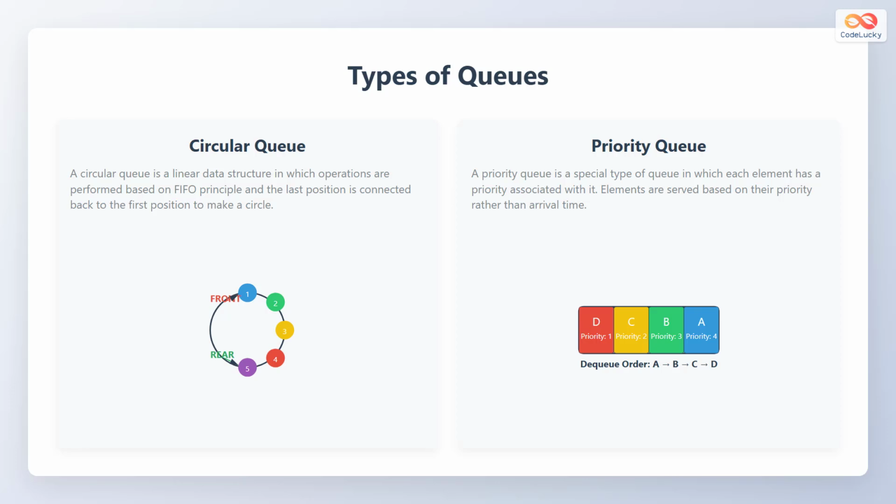Now let's explore the different types of queues. There are two main types of queues: circular queues and priority queues. A circular queue is a linear data structure in which operations are performed based on the FIFO principle. In a circular queue, the last position is connected back to the first position to form a circle. A priority queue is a special type of queue in which each element has a priority associated with it. Elements are served based on their priority, rather than their arrival time.